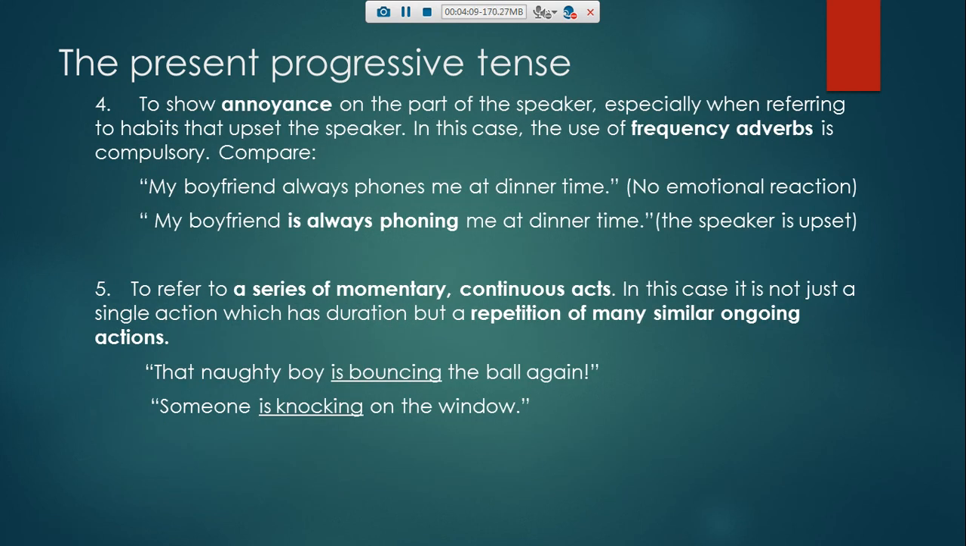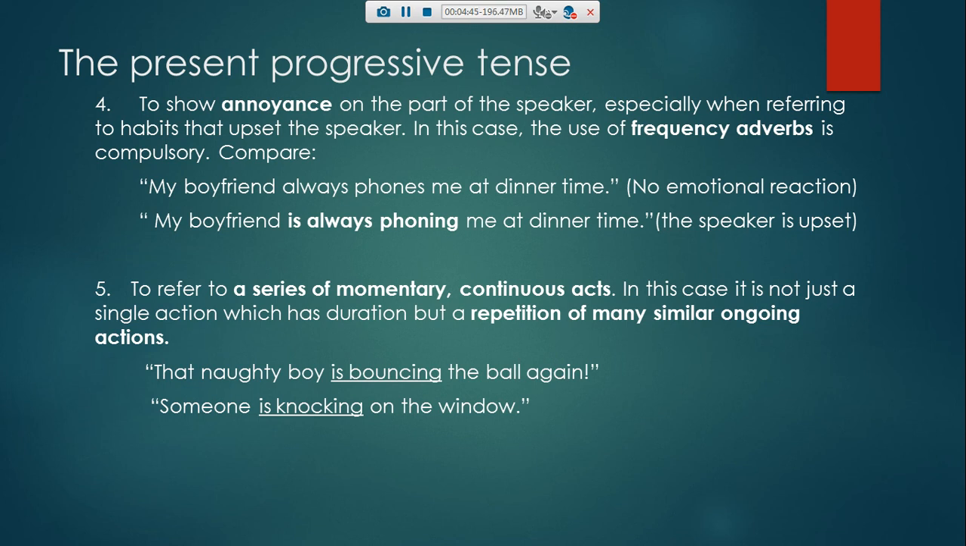Number 4, to show annoyance on the part of the speaker, especially when referring to habits that upset the speaker. In this case, the use of frequency adverbs is compulsory. Compare. My boyfriend always phones me at dinner time. Well, this may be simply somebody reporting on a habit of somebody else. There's no emotional reaction to this situation. However, in my boyfriend is always phoning me at dinner time, we can assume that the speaker is upset.